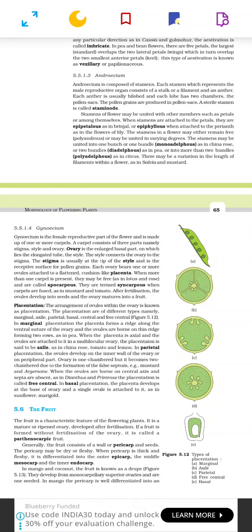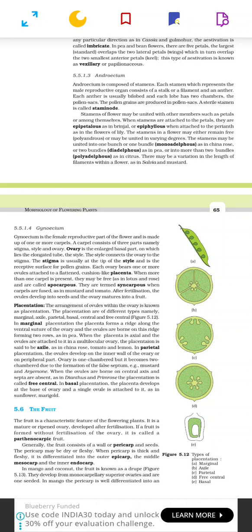Placentation. The arrangement of ovules within the ovary is known as placentation. The placentations are of different types, namely marginal, axial, parietal, basal, central, and free central. In marginal placentation, the placenta forms a ridge along the ventral suture of the ovary, and the ovules are borne on this ridge, forming two rows as in pea. When the placenta is axial and the ovules are attached to it in a multilocular ovary, the placentation is said to be axial, as in China rose, tomato, and lemon.